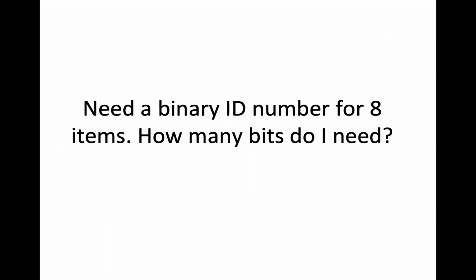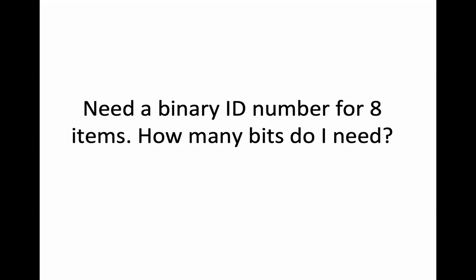So if we need a binary ID number that indicates which of 8 different items we're dealing with, how many bits do I need? If you want to pause your lecture for a second here and figure that out, that would be a good thing to do. Okay, so to enumerate 8 different things, we have 2 times 2 times 2 is 8. So we need 3 bits to count 8 different things.